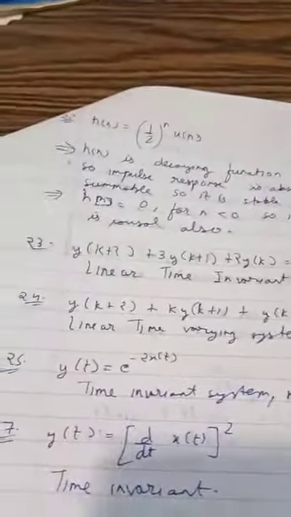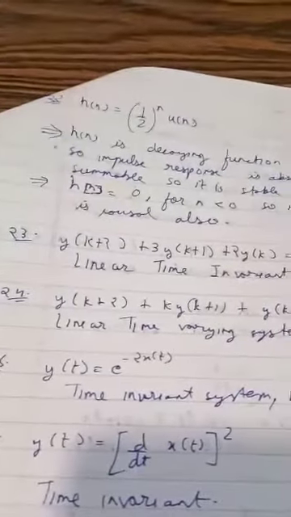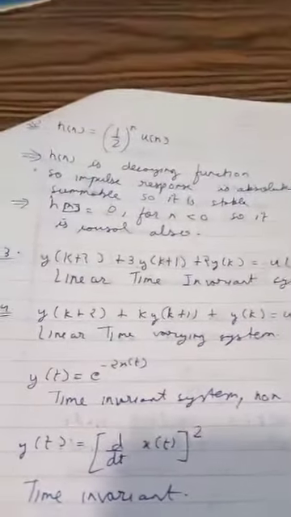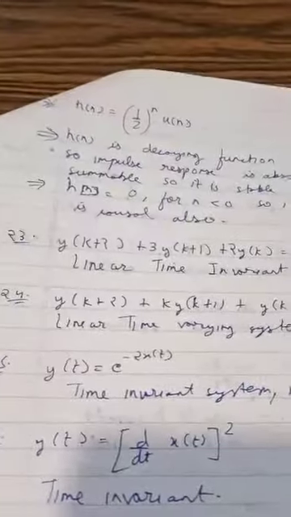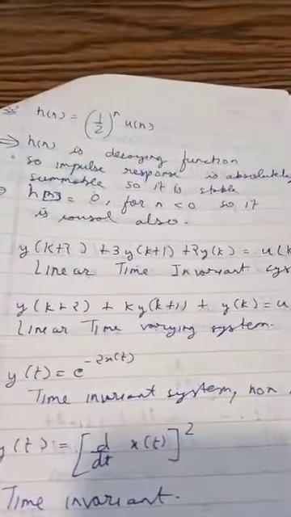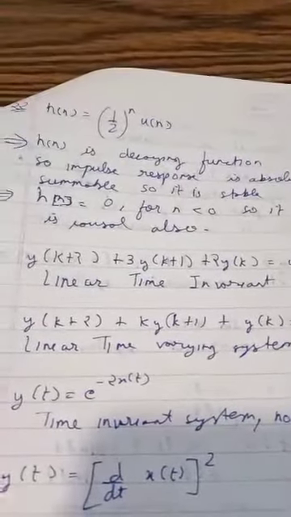The next question is h of n equal to 1 by 2 to the power of n u of n. So h of n is a decaying function, so the impulse response is absolutely summable. So it is a stable system. Also h of n is equal to 0 for n less than 0, so this is causal also.